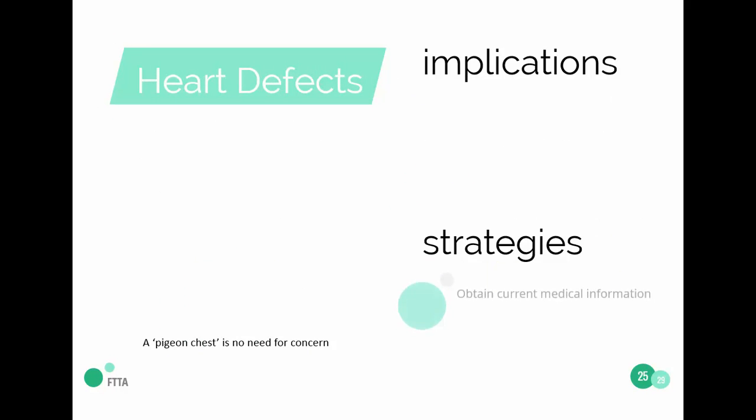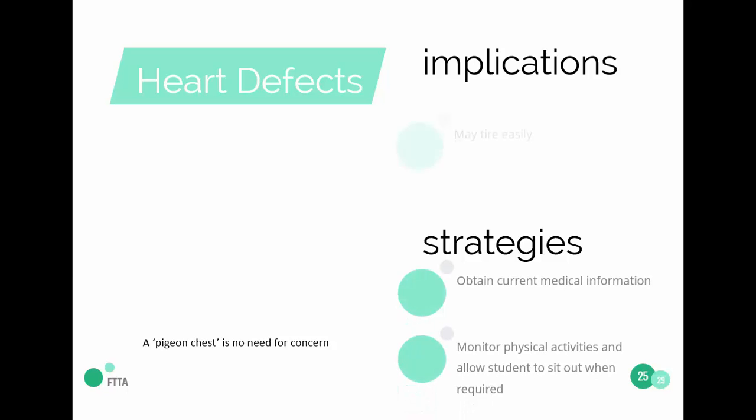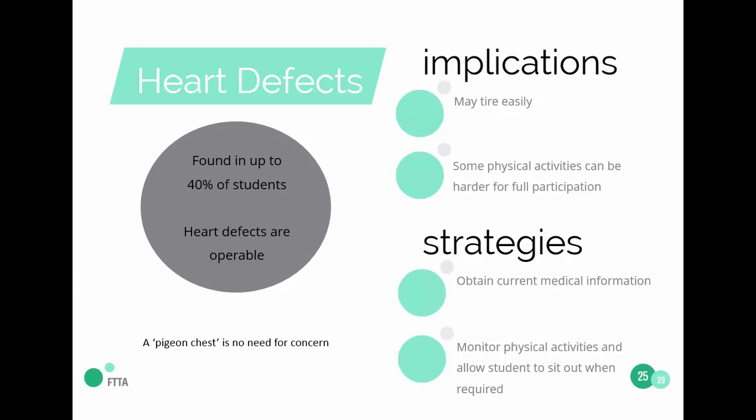Alrighty, implications and strategies. Heart defects is what we're talking about on this particular slide. 40% of students with Down syndrome have heart defects, which is actually quite high. And they are operable, so sometimes those defects can be operated on. A pigeon chest is no need for concern. Because of the issue with the heart and blood flow through the body, people with Down syndrome may become tired a lot more easily.